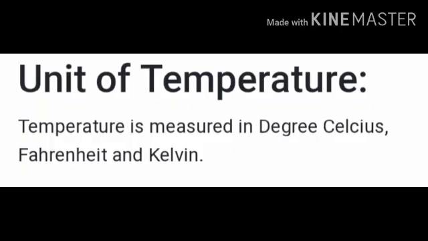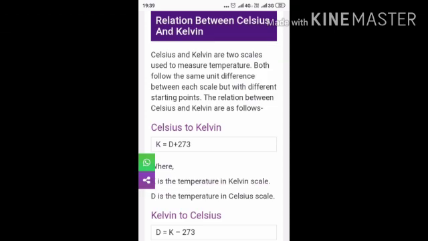Fine. Next topic is unit of temperature. There are three units: degree Celsius, Fahrenheit and Kelvin, but in your syllabus degree Celsius and Kelvin are in detail, so I will explain them to you. You should remember that 0 degree Celsius is equal to 273 Kelvin. So if you are given any digit in degree Celsius and asked to convert to Kelvin, you have to add 273. So to convert Celsius into Kelvin, add 273, but to convert Kelvin into Celsius, you have to subtract 273 from the given digit.